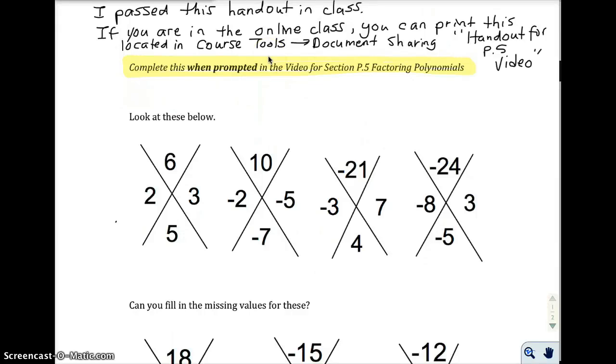Okay, the last video got cut off and I was trying to tell you guys to work on the handout. If you're in my class, I passed the handout in class, but if you're in my online class, there's a handout located in Course Tool. Go to Document Sharing, and then click on the handouts for P.5 video. If you've done this handout, you can go ahead and continue on with this video. If you haven't done the handout yet, go ahead and pause this video and come back to it as soon as you get done with the handout.